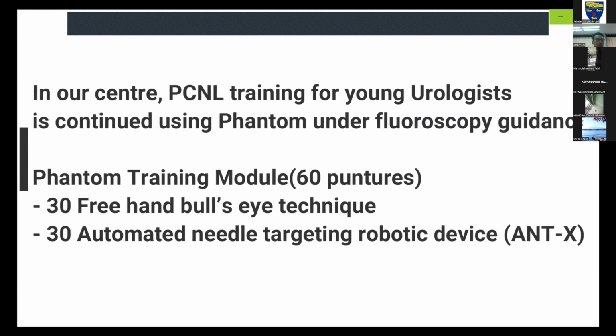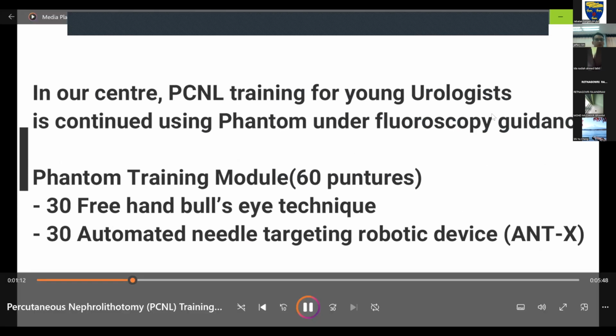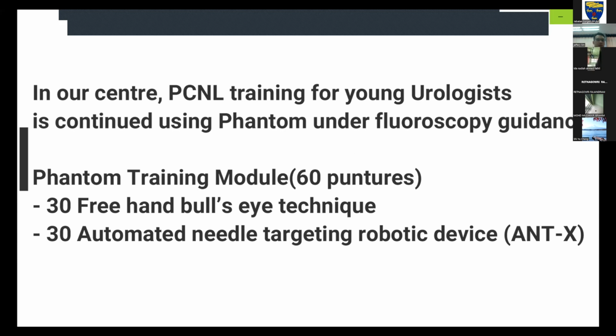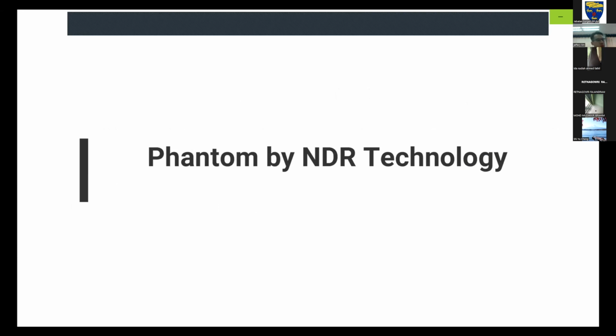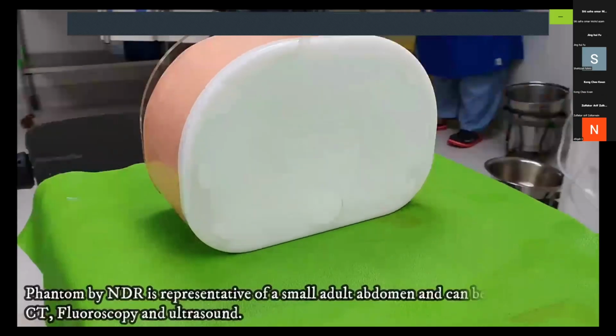In our center, PCNL training for young urologists is continued using a phantom under fluoroscopy guidance. The phantom training module consists of 60 punctures: 30 freehand bullseye technique, and 30 with the automated needle targeting robotic device, or what we call ANTX. Phantom by NDR technology. So we would like to introduce this device.